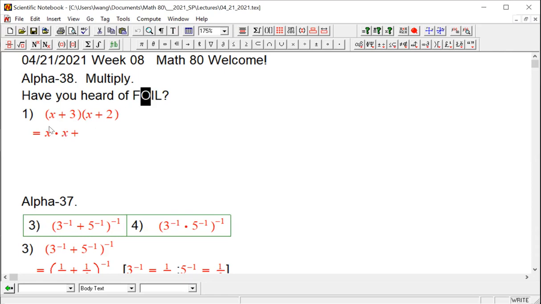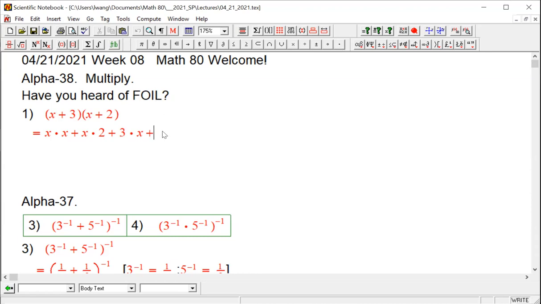Okay. Outside. So the first and the last of the second one. They are both outside, right? X is outside, 2 is outside. So X times 2. That's the O. And I is the inside. 3 is inside, X is inside. So 3 times X.